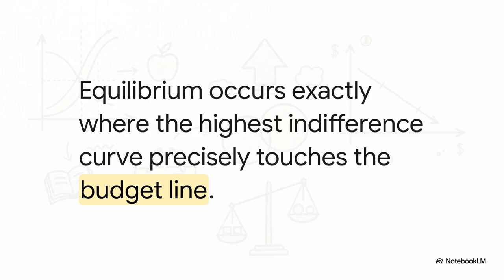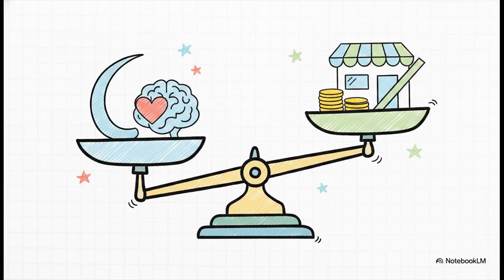Any curve higher than that is unaffordable, and any point lower on the budget line means you're just not maximizing your potential happiness. If you want to look at it mathematically, this perfect equilibrium happens exactly when the slope of your desires equals the slope of the market constraints. That means your marginal rate of substitution, the rate you are personally willing to trade goods internally, is exactly equal to the ratio of their actual market prices. When those two rates align perfectly, you have optimized your basket. You literally cannot do any better given what's currently in your wallet.